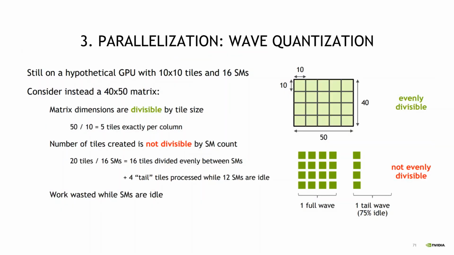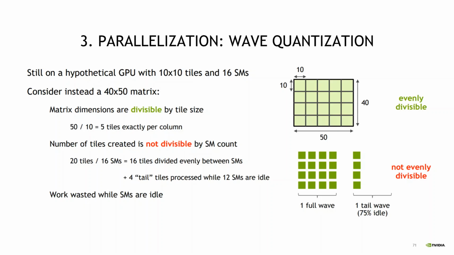Other option, we have a 40 by 50 matrix. All other parameters are the same. We are dividing into 10 by 10 tiles, evenly divisible, but we have 20 tiles which are divided between 16 SMs now. So in the first iteration, or first wave, our GPU will use 16 tiles to compute simultaneously.